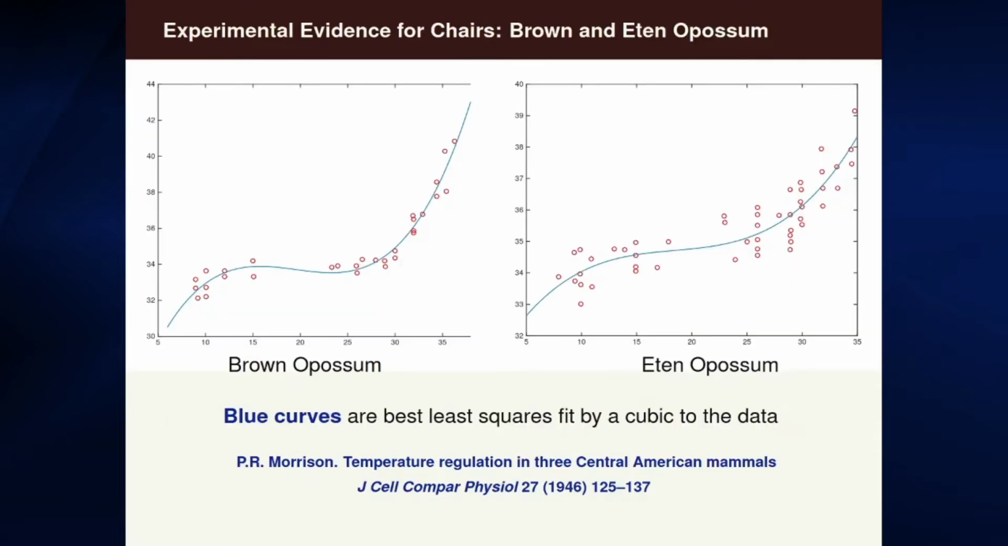This is not the only way to model this kind of phenomena. Here we have best least square fit by cubics to the same data of the 1946 paper. You have two mammals here, the brown opossum and the other opossum. They provide different data sets, but anyway, you can fit a kind of smooth chair curve to these data sets. And the idea of Golubitsky and Stewart was to provide a framework where this type of curves, smooth chairs, is a natural outcome.